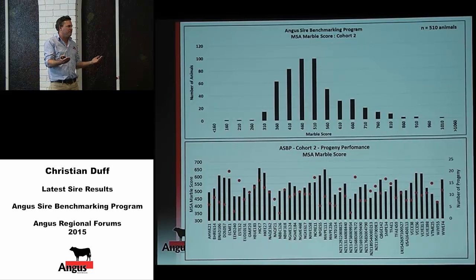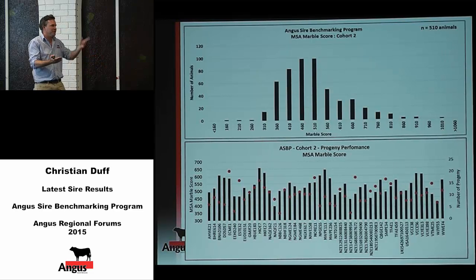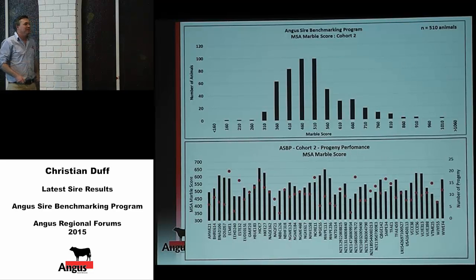You've got to remember, if you think about what it is, one is actually looking at the cut surface and judging what the MSA marble score is, and the other one is cutting the meat, chemically extracting the fat from a sample of that meat and measuring that. So they're quite different measurements, but they do line up pretty well, which Andrew will show in his next presentation.